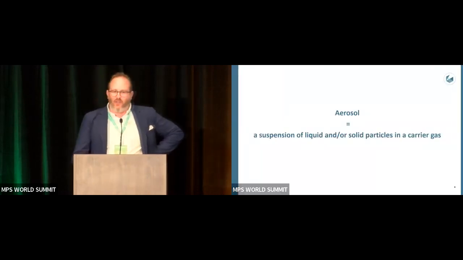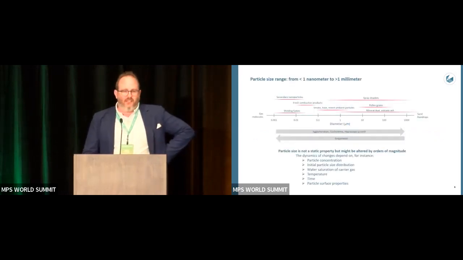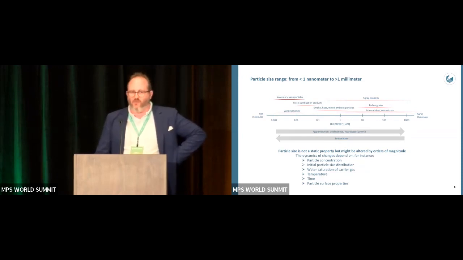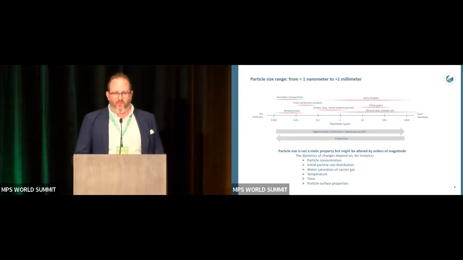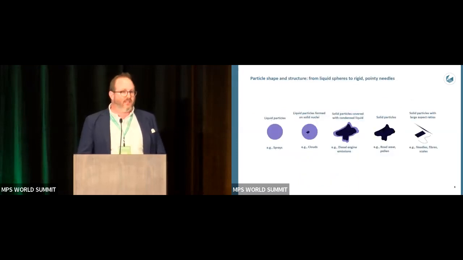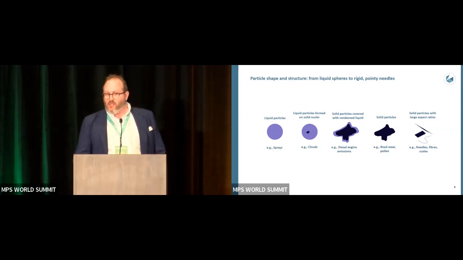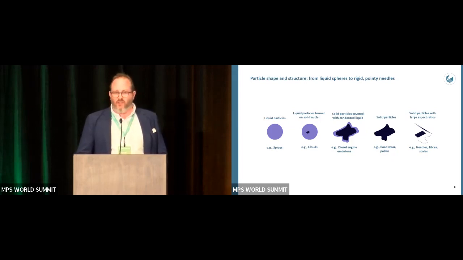Aerosol is a suspension of liquid and/or solid particles in a carrier gas, and they can range in particle size from around 1 nanometer to 1 millimeter. The properties might be altered by orders of magnitude depending on different conditions like temperature, time, distribution. You can see here some examples from welding fumes that are very small, almost gas-like, up to pollens, for example, or mineral dust. These particles have different shapes and structures. There are liquid spheres up to rigid pointy needles, like sprays or liquid particles. Then you have things like clouds that are around solid nuclei, or even complex stuff like pollen, or just solid particles, or even needles or fibers.